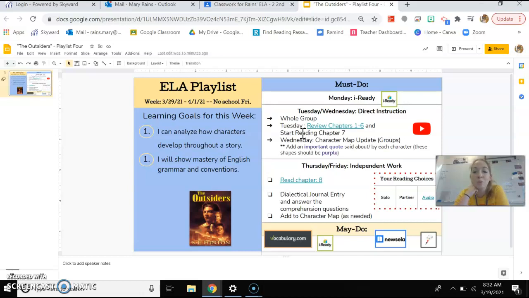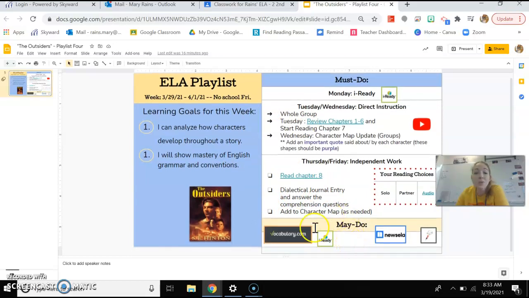lot more whole group, but just know that as things come up throughout the story, it would be very beneficial for you guys just to write it down so that we're not taking time out and all doing it together as a whole class. Not to say that we won't still go over stuff that needs to be added to the character map, but just remember as you go through, along with the questions, that you should add to your character map. When you're done with that, you have these may-dos.